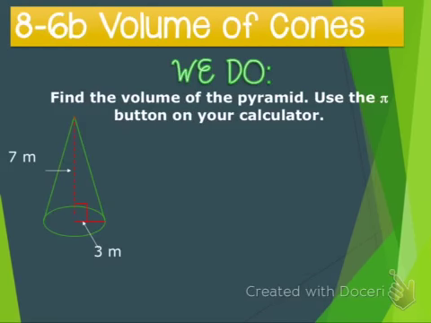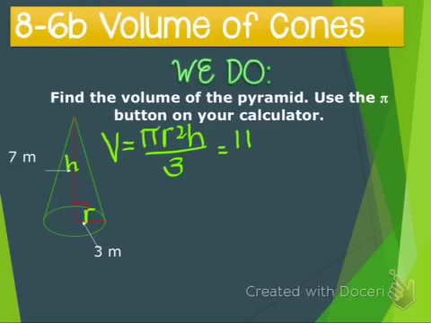So let's try another one just like that. We're going to start with our formula. Volume equals pi r squared h, all that divided by 3. So over on our picture, they've given us the radius is 3, and they've given us a height of 7. So let's do some substitution. Pi times 3 squared times 7 for the height, and then all of that divided by 3.